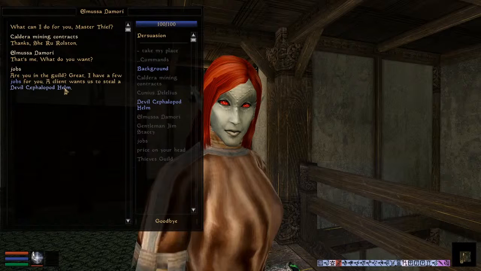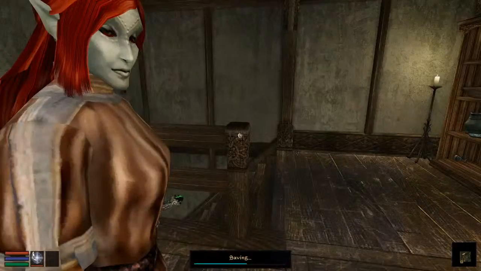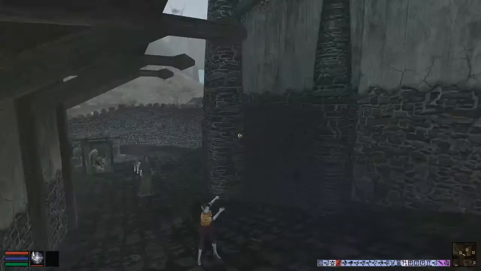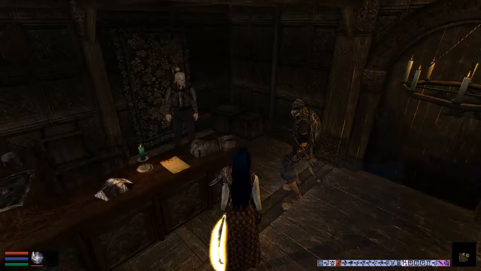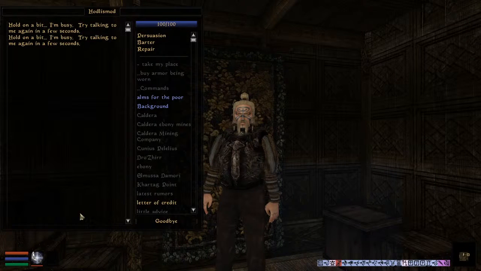A client wants us to steal a devil cephalopod helm. Luckily, the trader in town, Varric Gemain, has one among his wares. I'm sure Xiaoyu has one at home, but we want to do the quest, so we will try and steal it from our vendor. Let's see if we have.